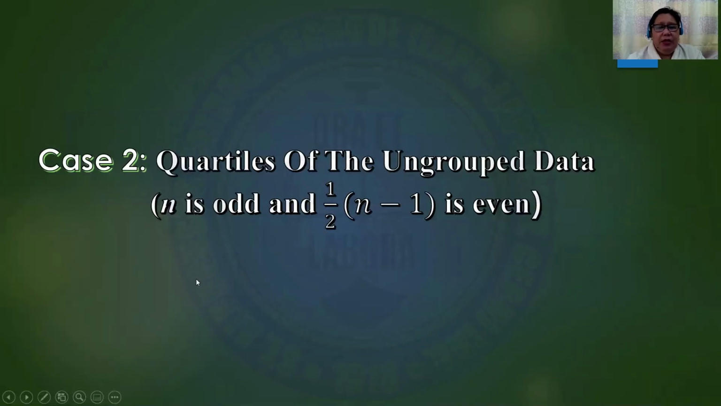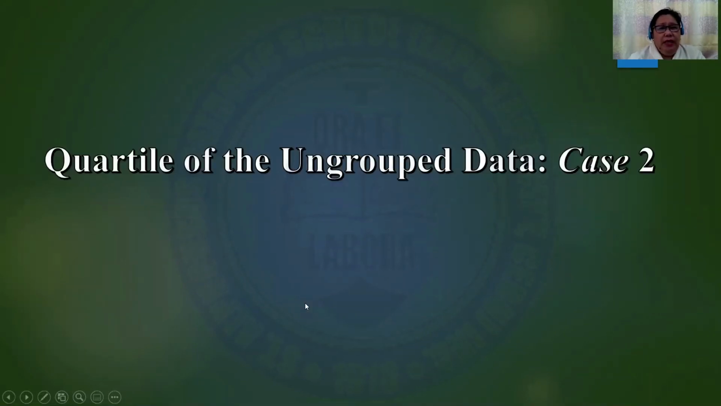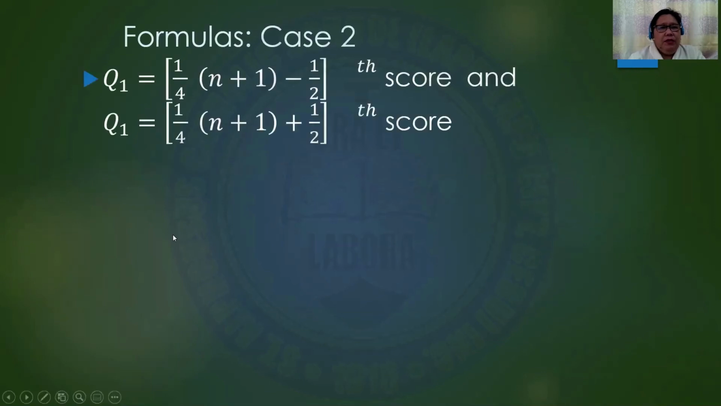Let us have case 2. Quartile of the ungrouped data under case 2. So the formula, we have Q1 is equivalent to the quantity of 1/4 of (n plus 1) minus 1/2 th score, and you will still be solving for the quartile 1, which is equivalent to 1/4 times the quantity (n plus 1) plus 1/2 th score or quantity. And you will be taking the mean or the average.